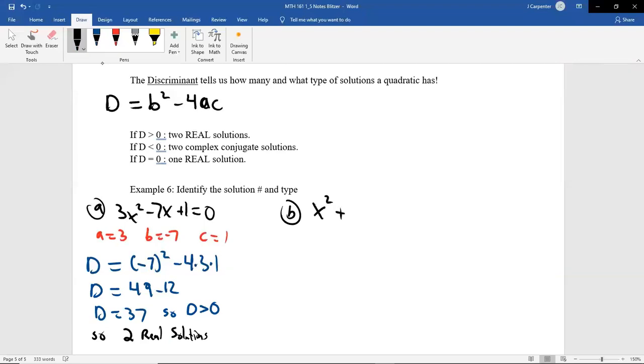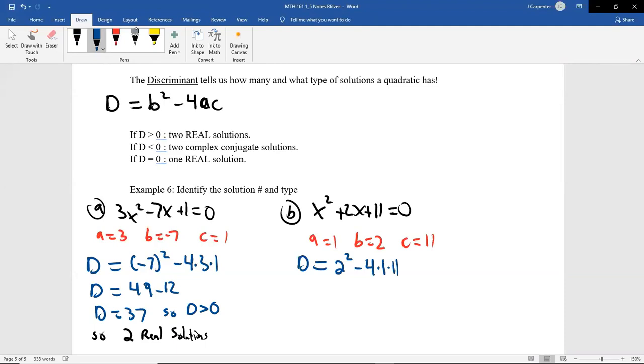B, x squared plus 2x plus 11 equals 0. Everything's neat and tidy. The A is positive 1, the B is positive 2, the C is positive 11. So our discriminant is, don't try and guess this answer based on the A, B, and C. You'll probably guess wrong. So b squared is 2 squared, then minus 4 times A times C, 4 times 1 times 11. So our discriminant is 4 minus 44. So our discriminant is negative 40.